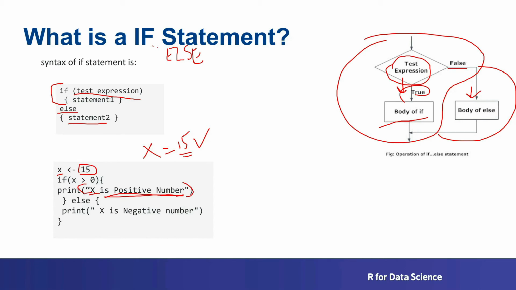If later on I change the 15 to minus 15, it is not greater than 0, so it will go to the else, and it's going to print x is a negative number. Now let's go to RStudio and practice this. Okay, let's go.